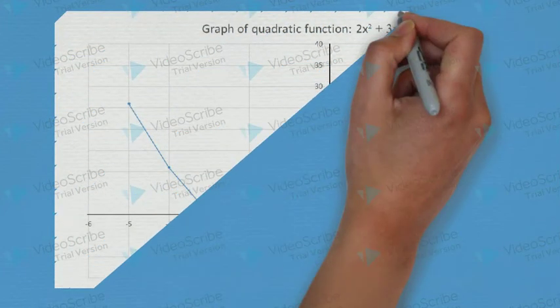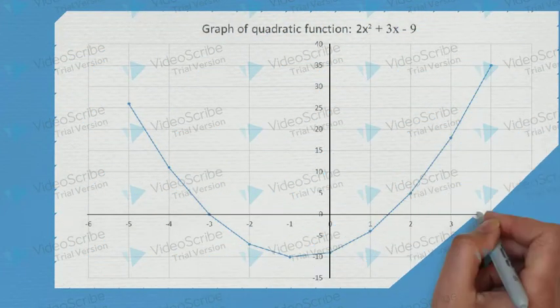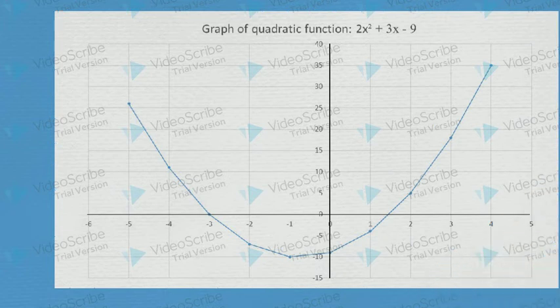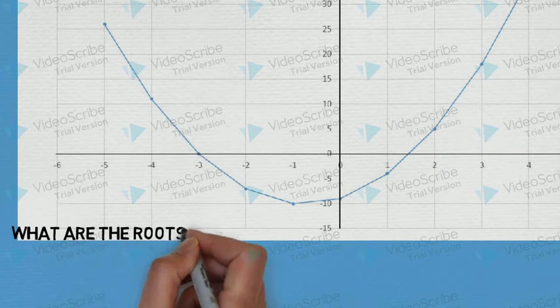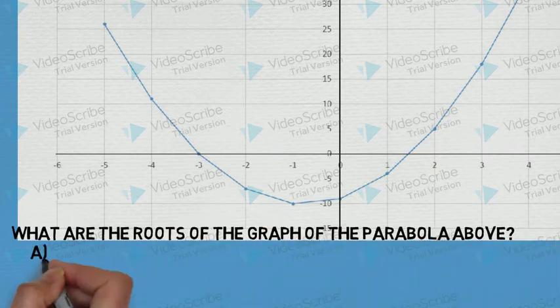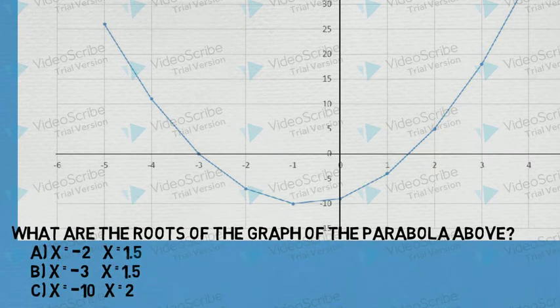Now looking at the same graph, what are the roots of the parabola above? A, x equals -2 and x equals 1.5. B, x equals -3 and x equals 1.5. Or C, x equals -10 and x equals 2. Take your time and think about it.